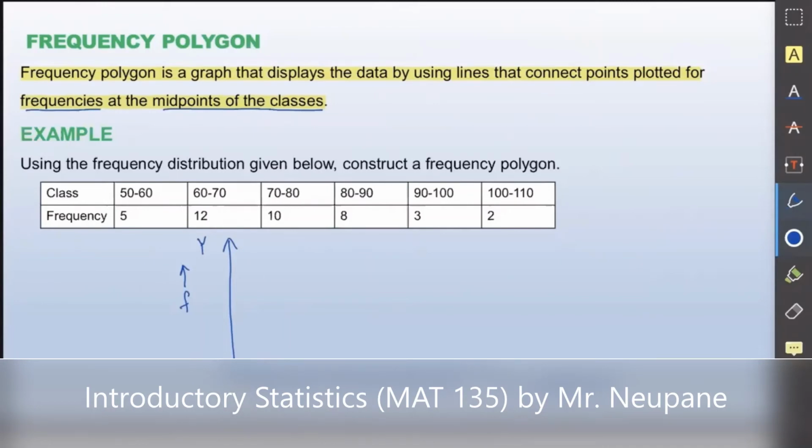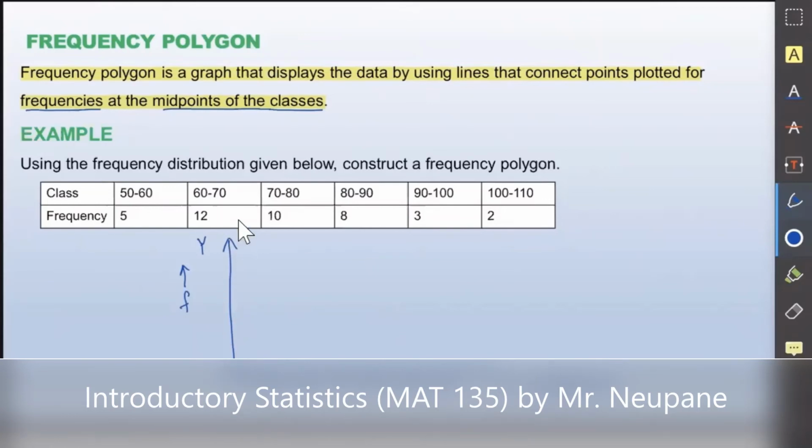I have a question. We're not supposed to finish the x-axis at 115, because the last class is 100 and 110. What is the midpoint of 100 and 110? What is in between 100 and 110? 105. So you could go one step ahead, that's totally fine, but the midpoint of this one is 105, so you just stay on the midpoint.